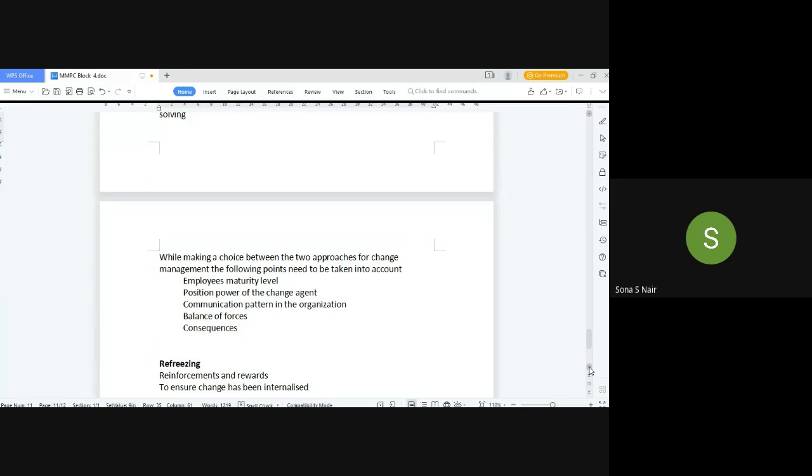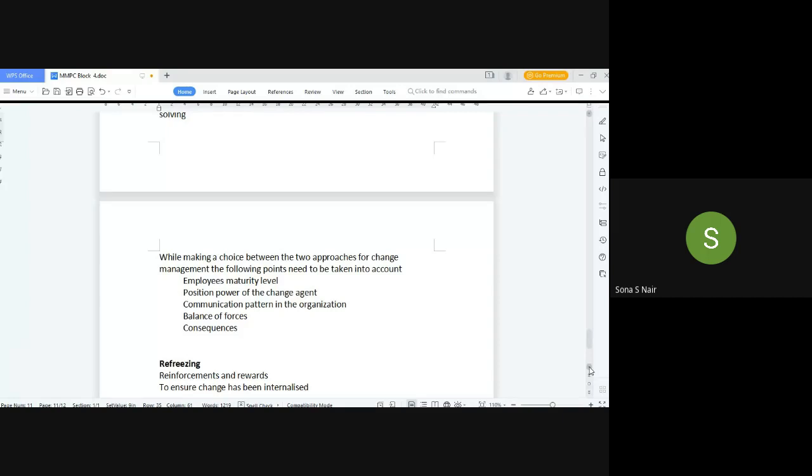Position power of the change agent. The person or the individual or the top management people, let me not say top management, whoever is initiating the change, if that change agent has the positional power, then he can be directive because he or she has the power, like we were speaking yesterday, to either hire people or fire people, give them punishments or rewards, increase their salary or decrease their salary. When that kind of freedom is there with the change agent, then he can adopt the directive approach because people will listen.